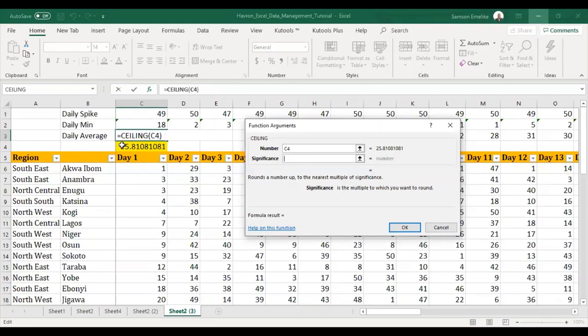Okay, let's see. If we say 2 decimal points, it's still the same 26. Okay, so if we put 3, it's now giving us 27. So I don't understand why we are putting 3. If we say 3 significant figures, 1, 2, 3, it's now giving us 27. So this is one thing I'm going to research.